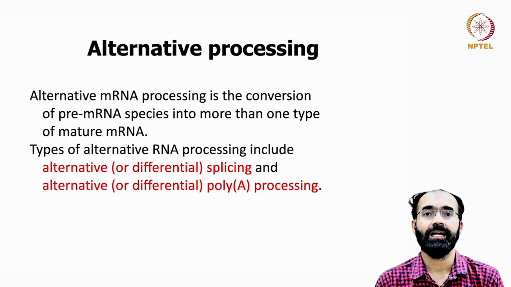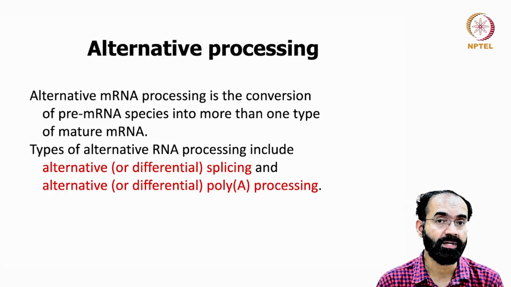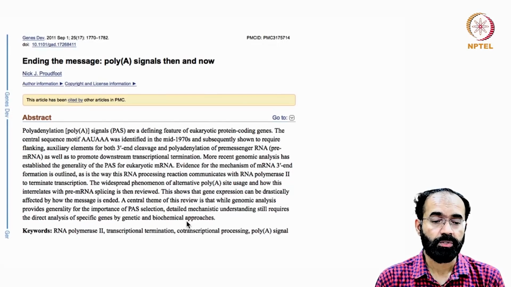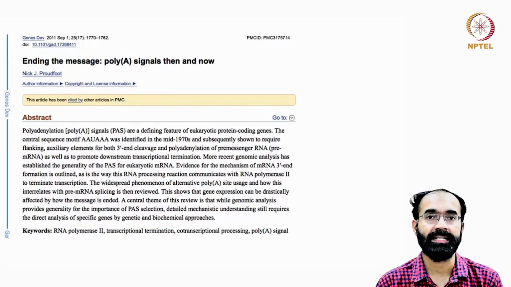Just like remember the Swiss Army knife example which I gave in the previous class, you are able to perform multiple tasks with one mRNA. Means multiple proteins can be produced with one mRNA. So those who are interested can read this article, polyA signals then and now. So you will know more in detail how polyA signals are effectively made use of in the diversification of RNA species from a single gene.